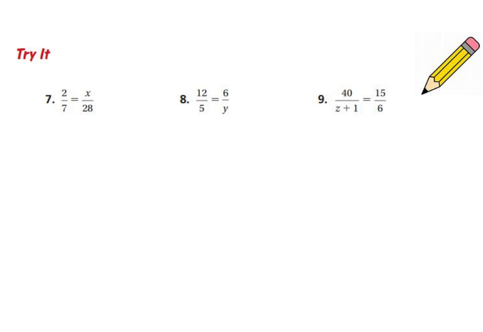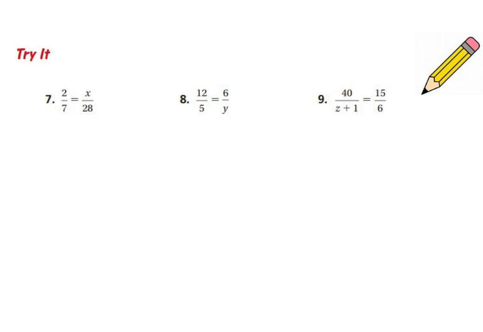So then here's 3 more for you to try to solve on your own. Use either the multiplication division strategy that I showed you first, or in question number 9, for example, if you'd like to use the cross products property, you can use that one as well. Then push play when you're ready.